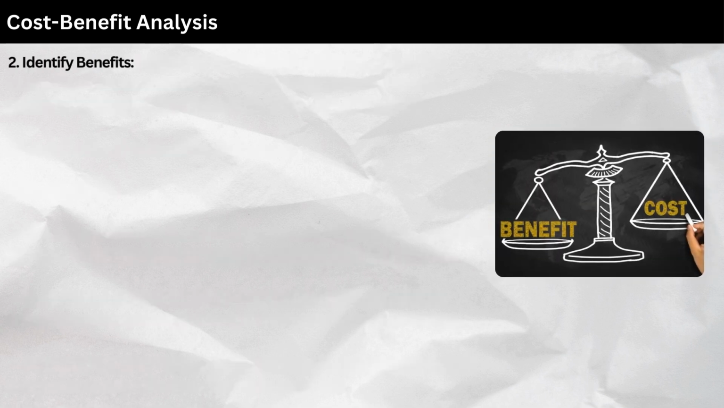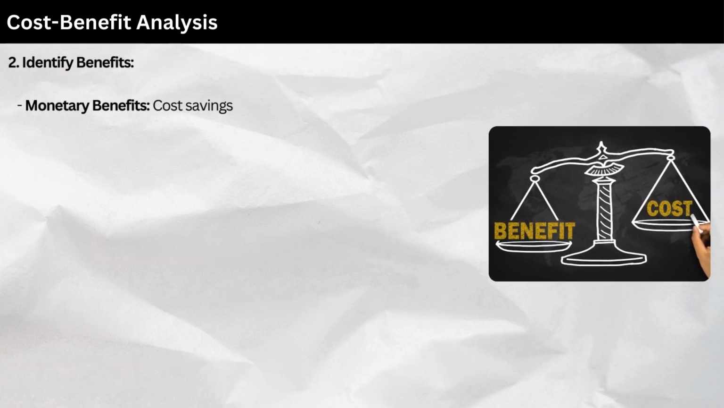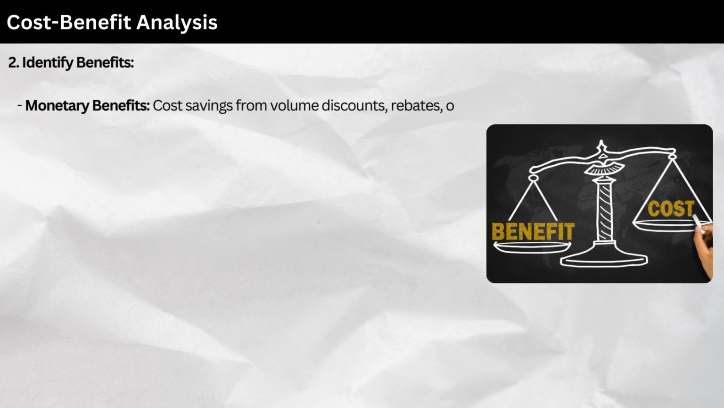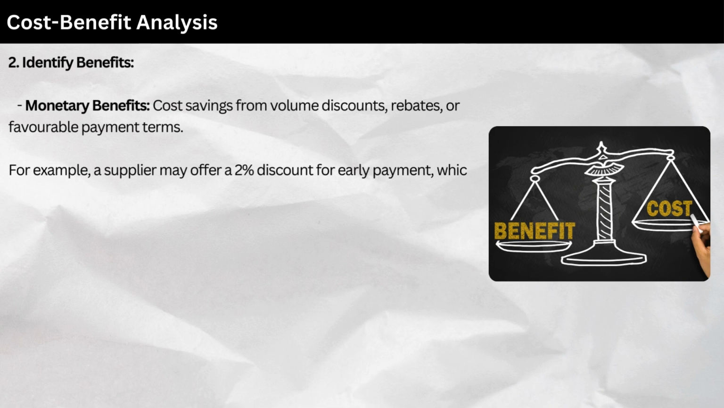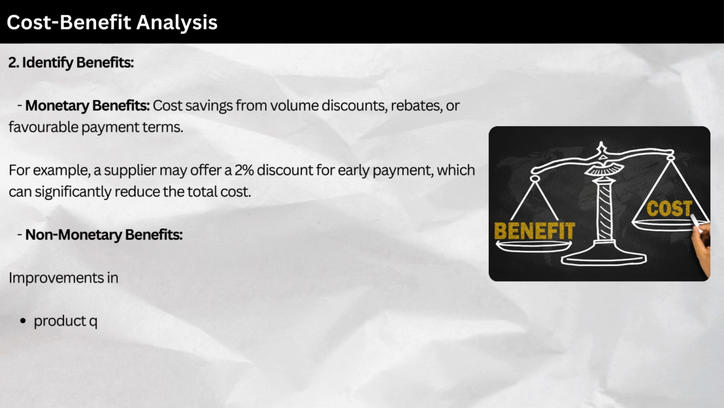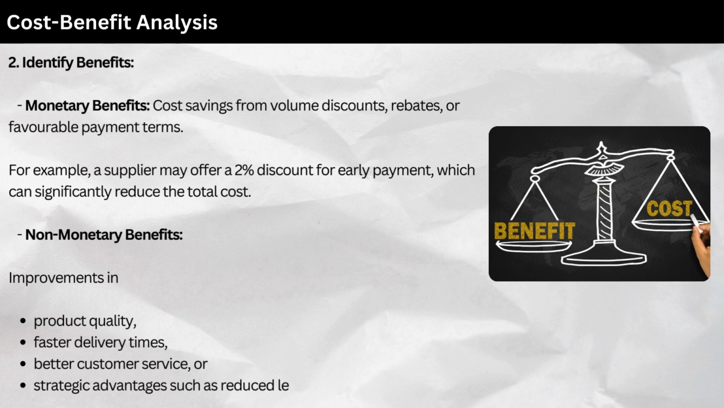2. Identify benefits. Monetary benefits: cost savings from volume discounts, rebates, or favorable payment terms. For example, a supplier may offer a 2% discount for early payment, which can significantly reduce the total cost. Non-monetary benefits: improvements in product quality, faster delivery times, better customer service, or strategic advantages such as reduced lead times.